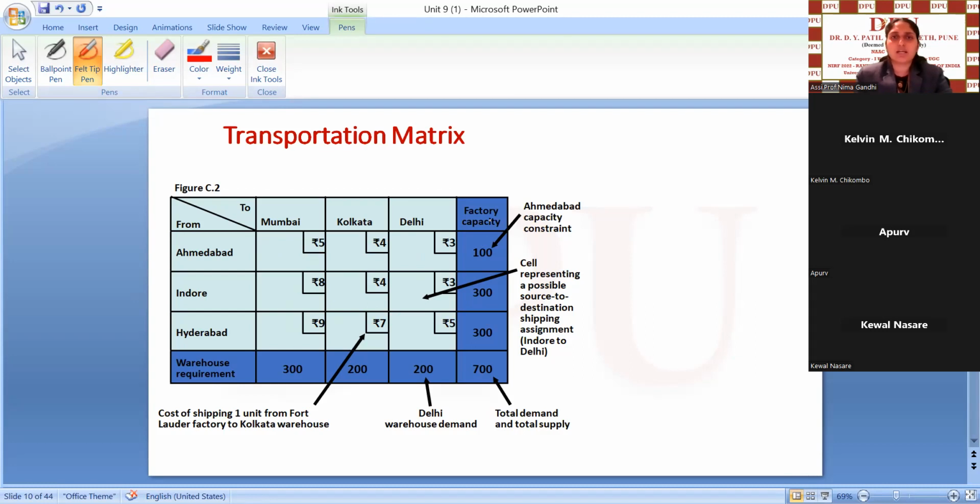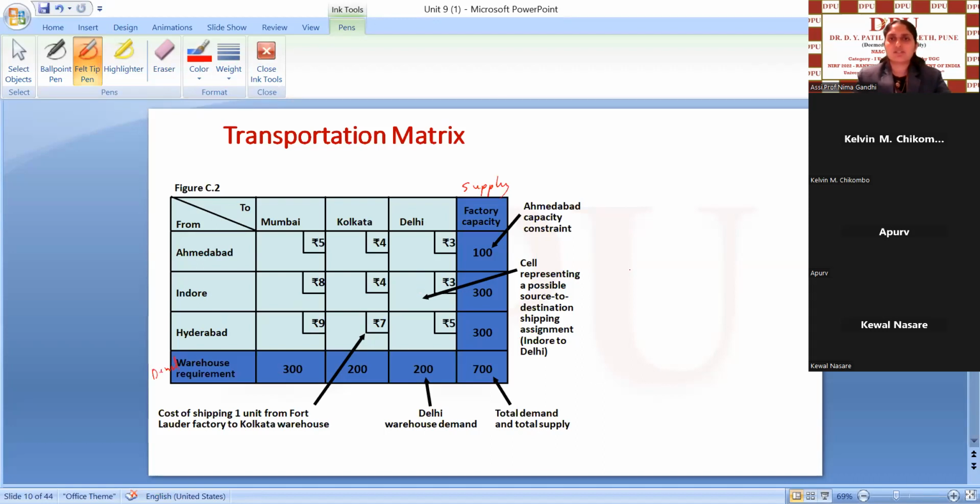Here, if you see, the total capacity of the factory production is 700, and the requirement is also 700. So the capacity is matching with the requirement, or supply is matching with the demand. Whatever the factory capacity is, that is your capacity to supply. So this is your supply, and this is your demand.